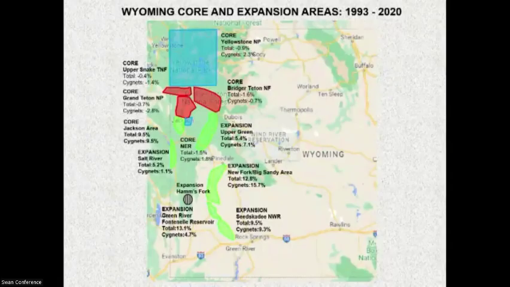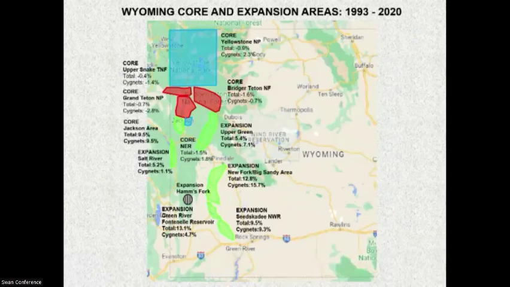Total number of birds is like -1%, but the cygnet production has been about 2.3% positive since 1993. That's why I gave it a blue. What I find very interesting is that you have Yellowstone kind of holding steady. South of Yellowstone, you have decreasing trends. In the Bridger Teton, the Upper Snake, and the Grand Teton, pretty much all have had negative trends since 1993.